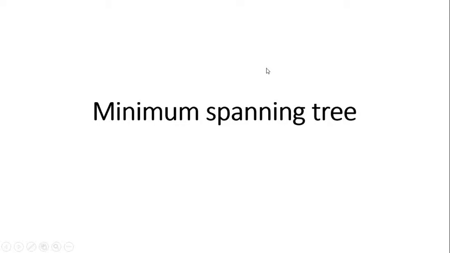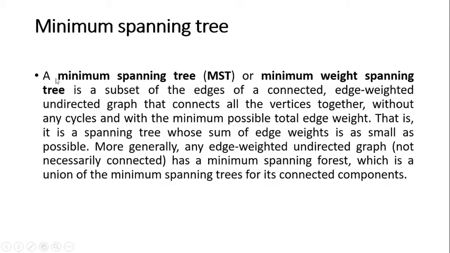We are going to discuss minimum spanning tree. So what is a minimum spanning tree? A minimum spanning tree or minimum weight spanning tree is a subset of the edges of a connected edge weighted undirected graph that connects all the vertices together without any cycle and with the minimum possible total edge weight. That is, it is a spanning tree whose sum of edge weights is as small as possible.